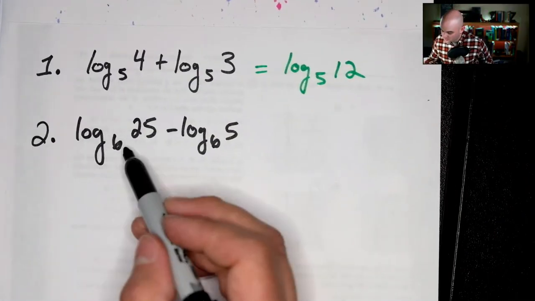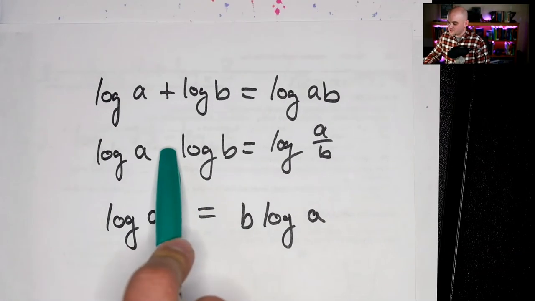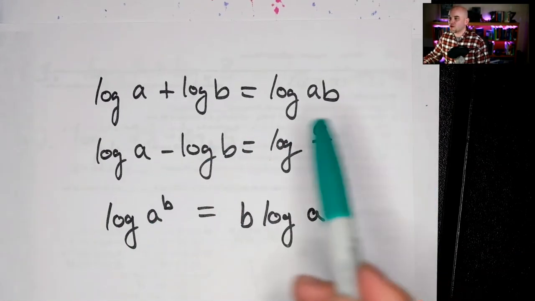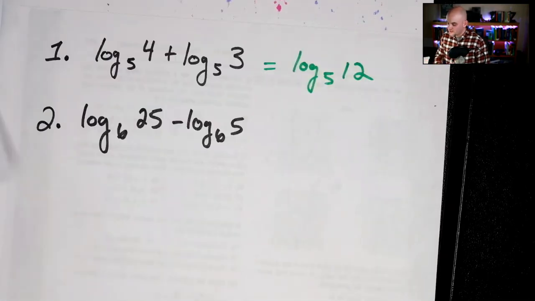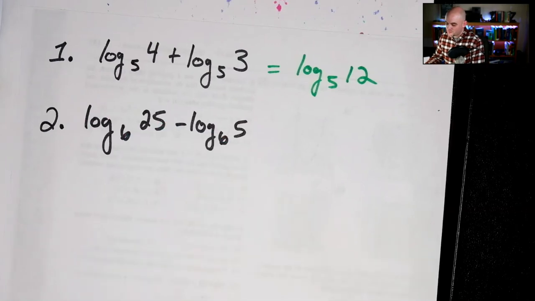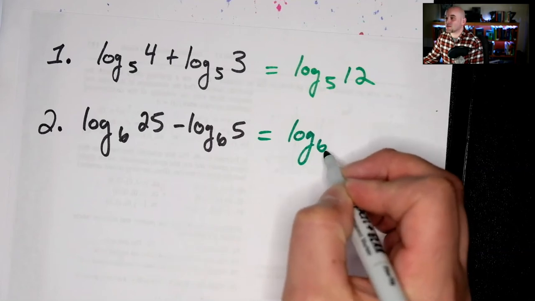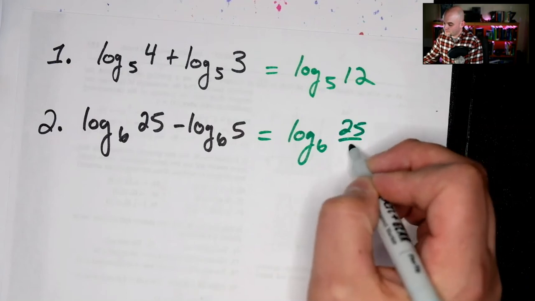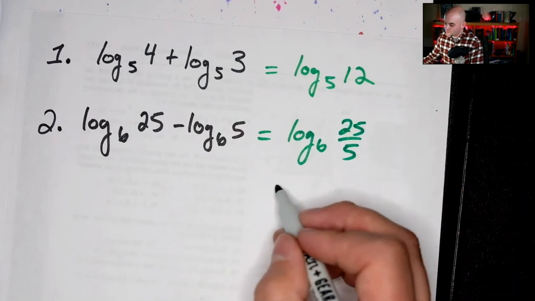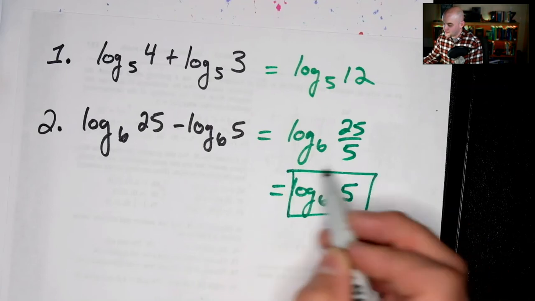So we've got log base 6 of 25 minus log base 6 of 5. That goes back to the second property we talked about. If you've got a subtraction symbol, you can write it as a single logarithm with the first one over the second one, so a over b. And that's what I've got here. Log base 6 of 25 minus log base 6 of 5. I can rewrite that as the log base 6, get the right base in there, of 25 over 5. But I can simplify 25 over 5. That is the same thing as log base 6 of 5. There's my answer for number 2.